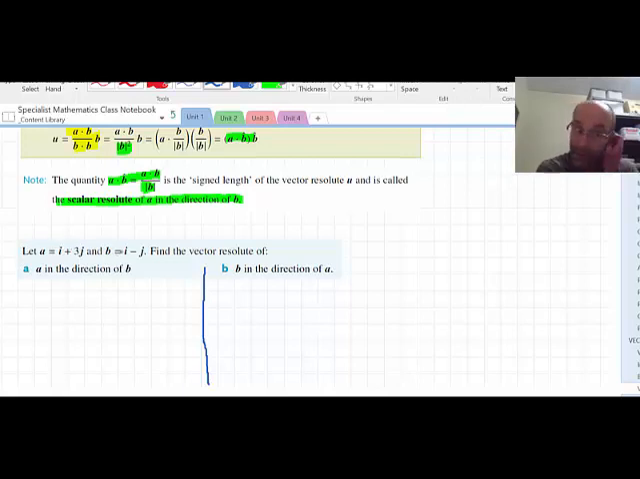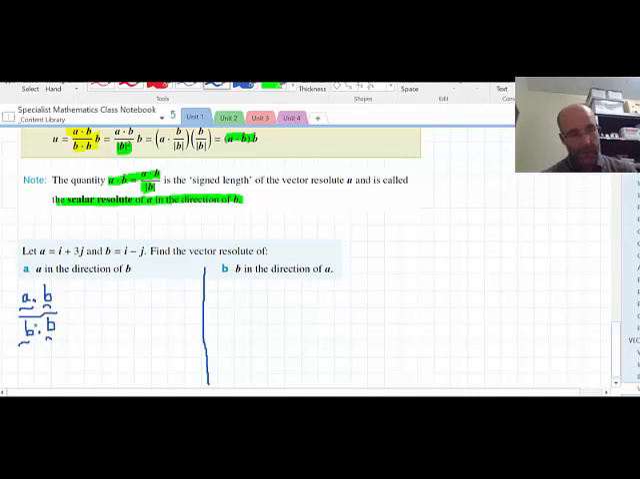Let A equal i plus 3j and B equal i minus j. Find the vector resolute of A in the direction of B. So that would be A dot B over B dot B times vector B. It's just an adaptation of what we saw up there. You could call it vector U if you like. And we can do that now.